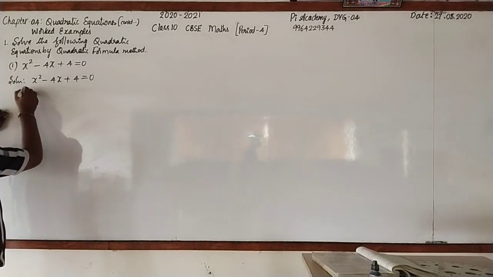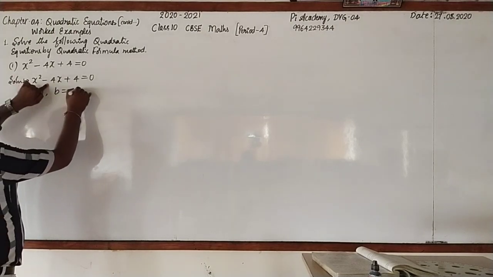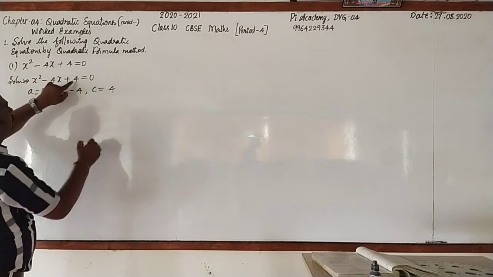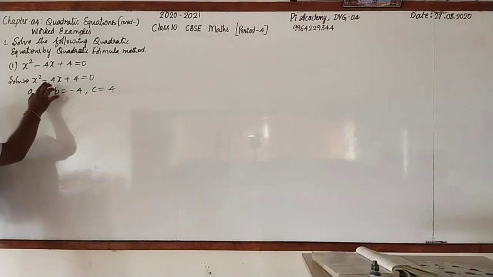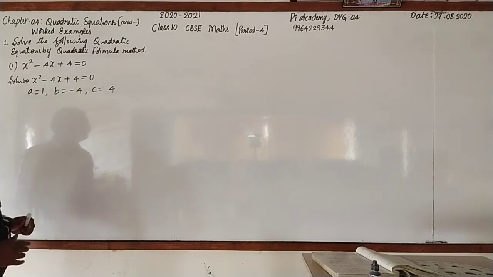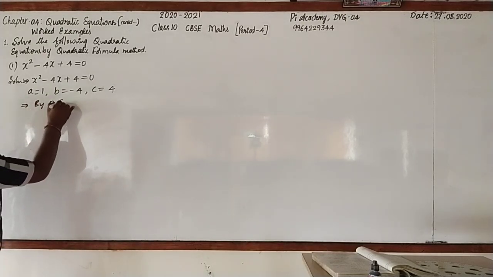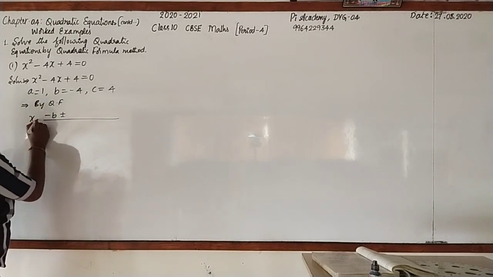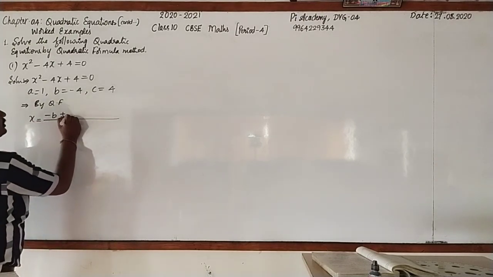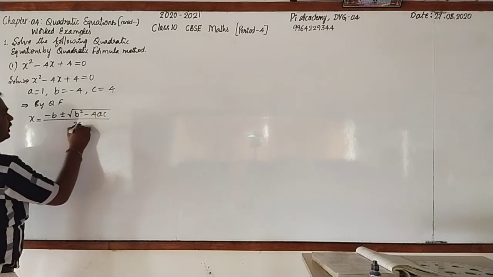What are these? One is a. a is how much? 1. b is how much? Minus 4. c is plus 4. Because this equation is of the form ax square plus bx plus c, therefore we have written this. Next, by quadratic formula, what is it? x equal to minus b plus or minus. And remember, here we have to put equal sign in between. Draw a line. Square root of b square minus 4ac divided by 2a.